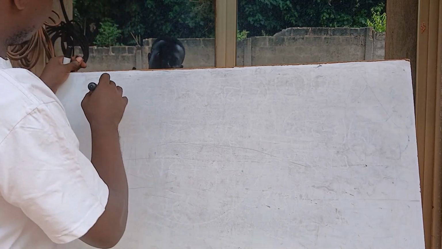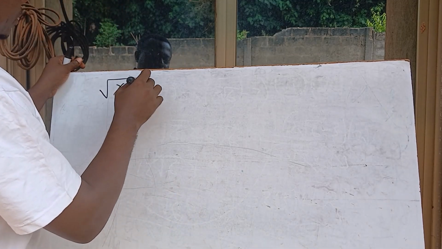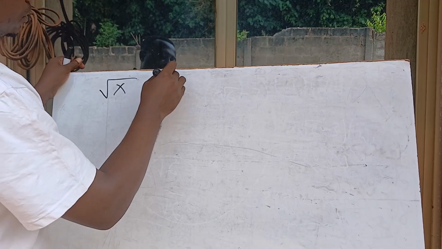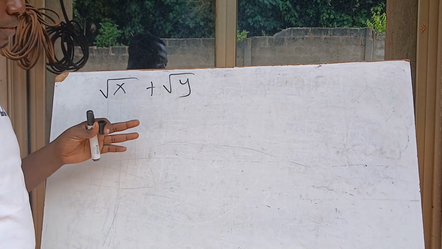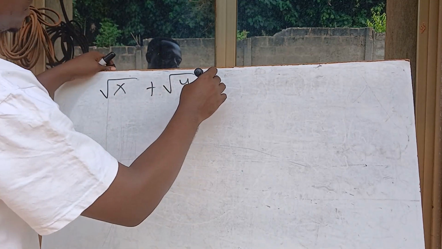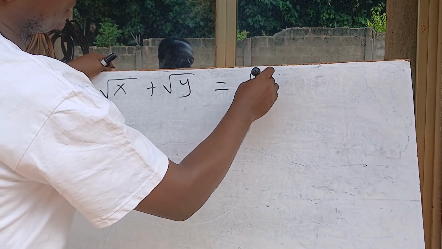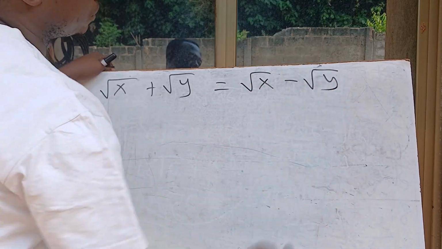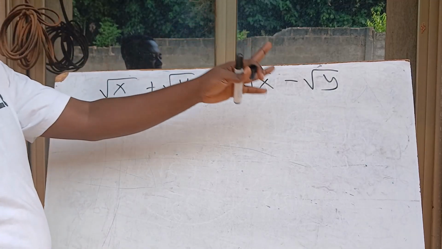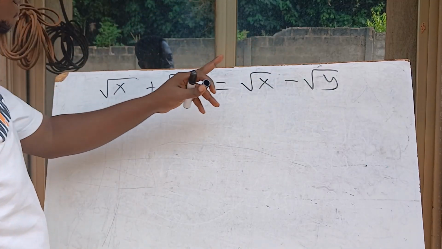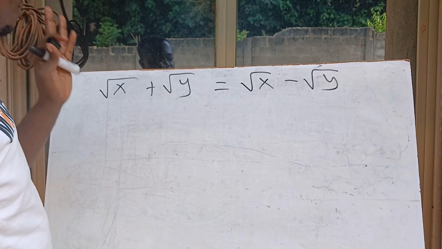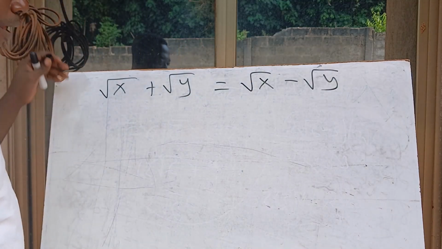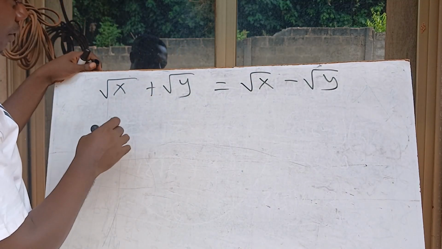Given this, when we have square root of x plus square root of y, its conjugate will be square root of x minus square root of y. So when you're given this as well, the conjugate of this is that, and that of this is that, as simple as that. So we can have so many examples.